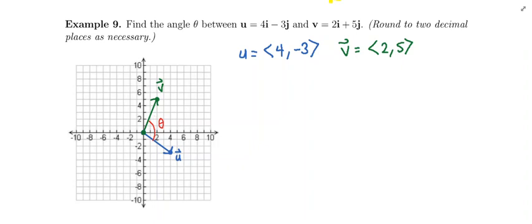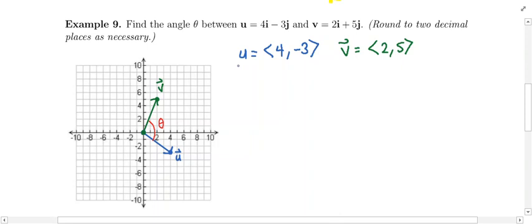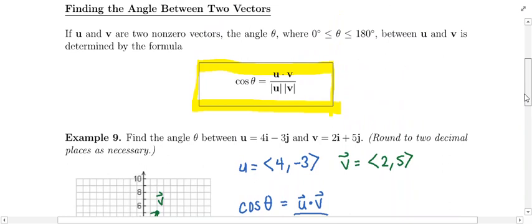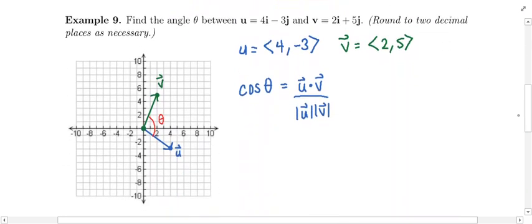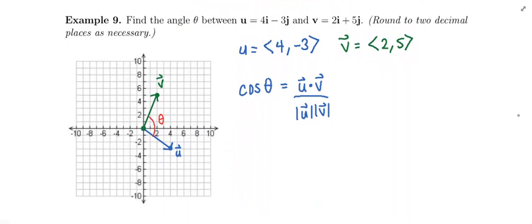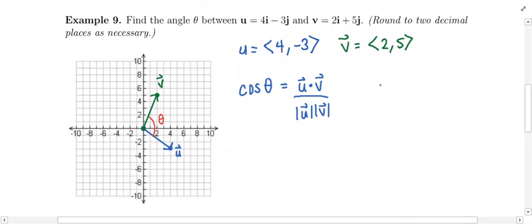So to figure out what this angle theta measures, we're going to use our formula that we just saw in the box. The cosine of theta is equal to u dot v over the magnitude of u times the magnitude of v. That's what the formula is. So we need to do some calculations before we plug into this. We've got to figure out the dot product. We also need to figure out the magnitude of u and the magnitude of v. So let's figure this stuff out.